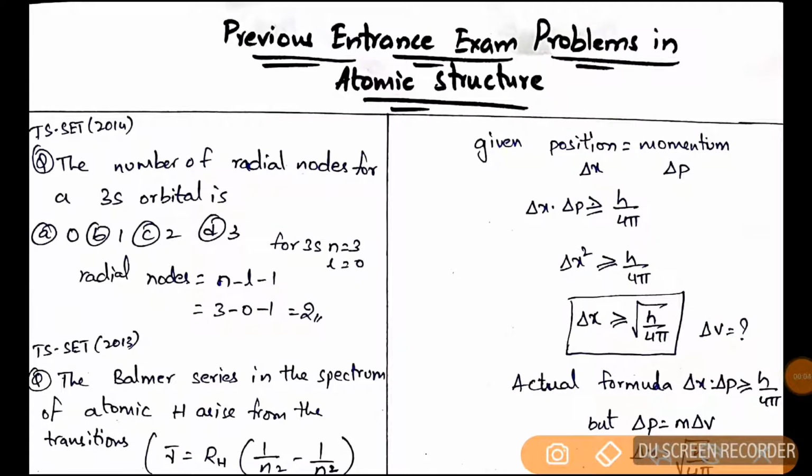I've just given it here, you could just go through. These are the previous set exam questions, guys. This is from TS SET 2014. The number of radial nodes for 3s orbital. So direct question, guys. If you know this radial nodes formula, you could just attempt it directly. After substituting the n value and l value, you get 2. So the answer is C.